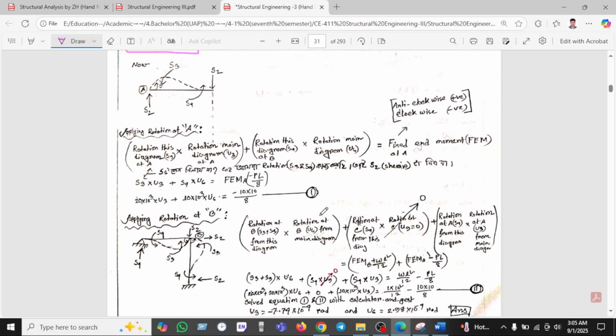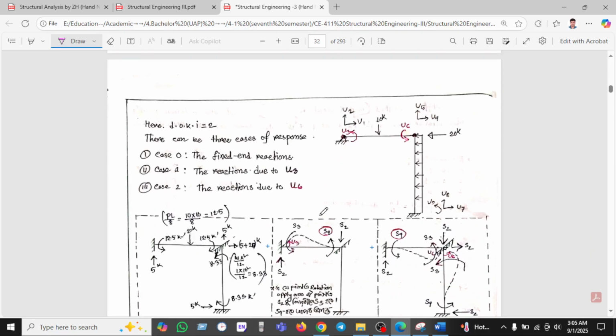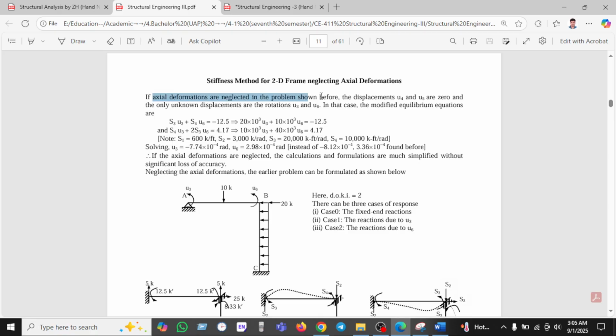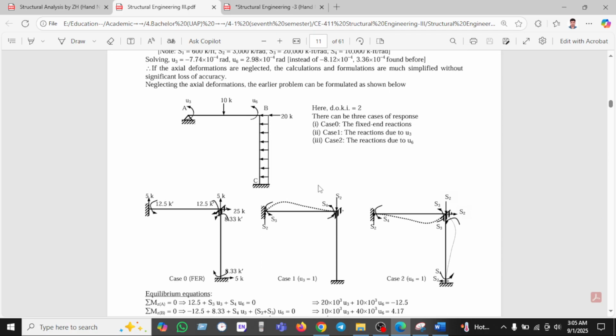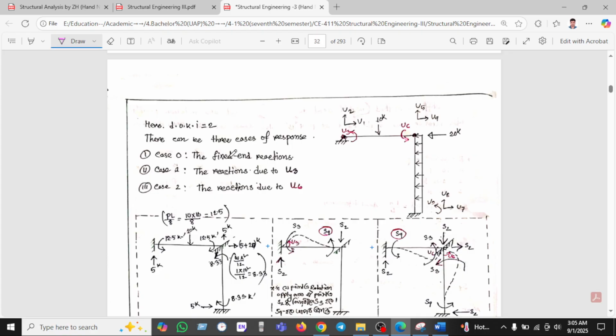Now we will solve this equation in this case. So let's see here. The axial deformation is neglected in the problem shown in the figure, and displacements U4 and U5 are 0, and the unknown displacements are U3 and U6 in this case. The modified equilibrium equation is given here. So let's solve this problem.